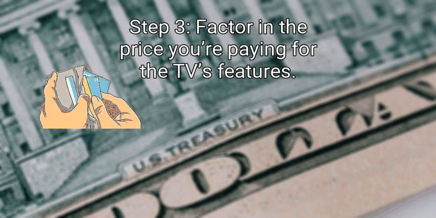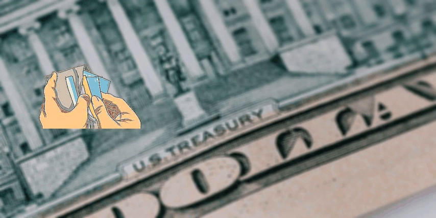Finally, factor in the price you're paying for the TV's features. Budget for your new TV to figure out what size you can afford. TVs have become more affordable over time, so you can get a bigger screen at a better price than you could in the past. You're still going to pay a little more for a bigger TV with a better resolution and more features. Check out different options before making a purchase.